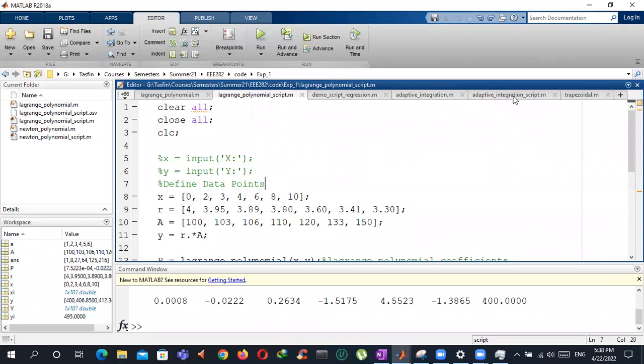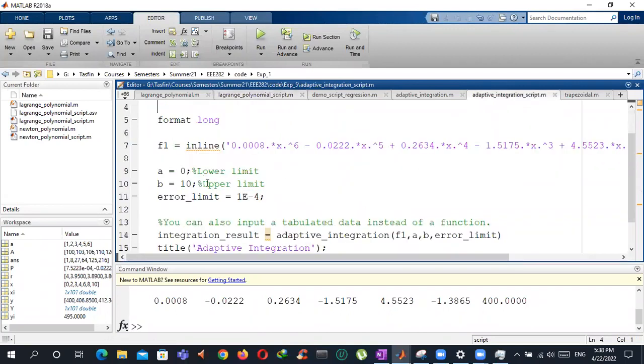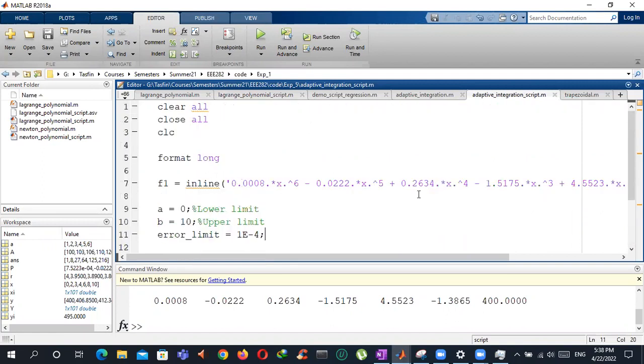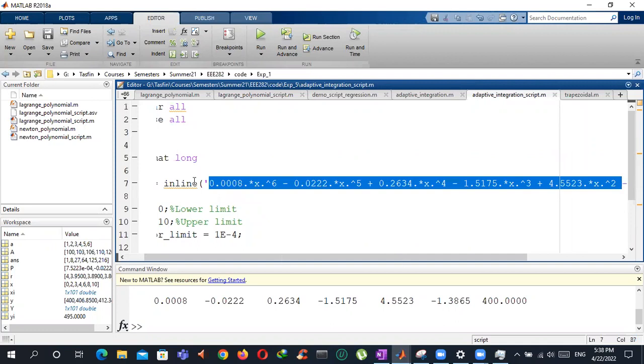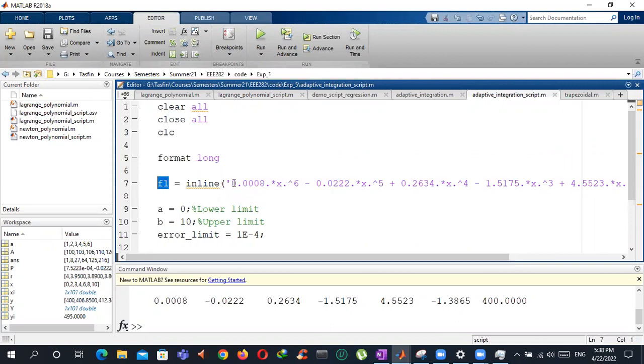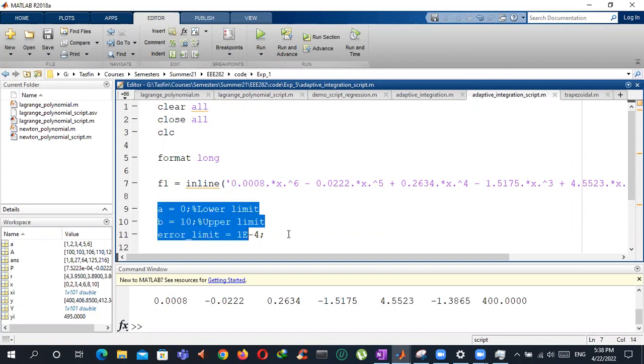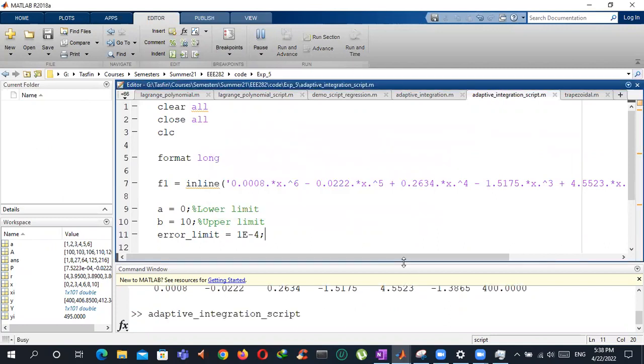Then after fitting the integration curve, we have set the limit, then just run the code. We have already put the polynomial function here, right? In the f1 we have already put the polynomial function. So let's run the code. We have set the limits, upper limit, lower limit, and the error limit. So let's run the code. Change folder.